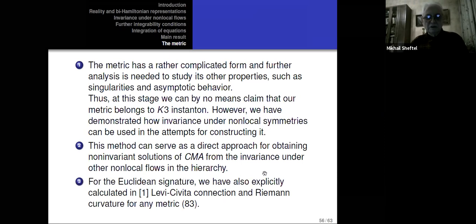Now, I do not present this result here because it takes space and time and is complicated. For the Euclidean signature, we have explicitly calculated the Levi-Civita connection and Riemann curvature for any metric of this form which I have demonstrated. And therefore, for future researchers, it may be very useful. Because again, if you find a new solution of the complex Monge-Ampere equation, then you just use this solution in these formulas, and you immediately obtain the connection and Riemann curvature.